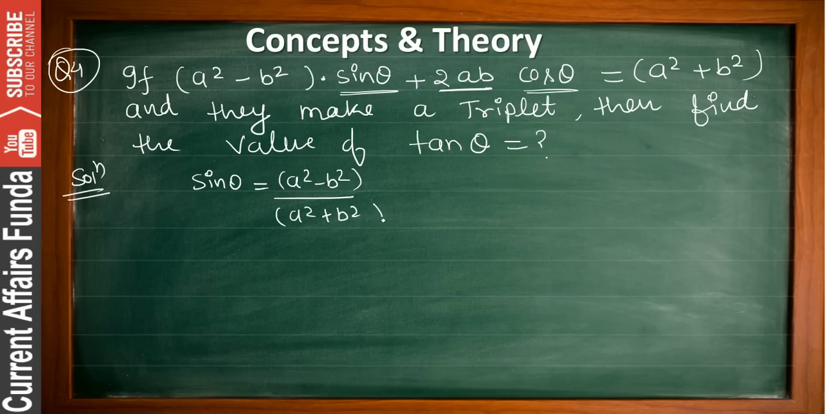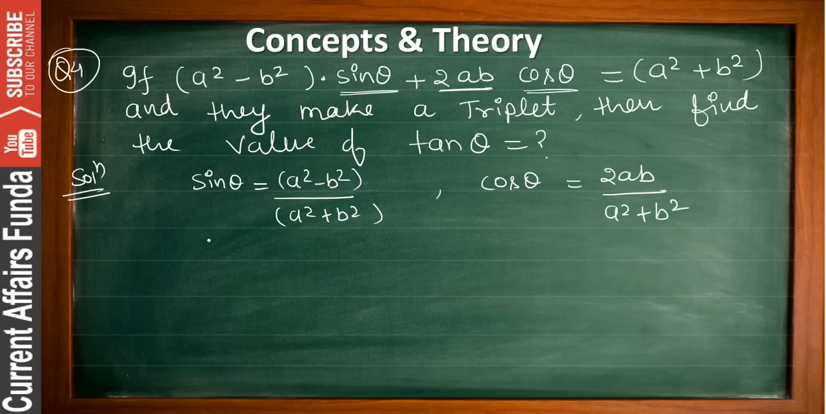This one will be the value of sin theta. Okay. And friends, what is the value of cos theta here? What is the coefficient of cos theta? That is 2ab. It will be divided by a square plus b square.